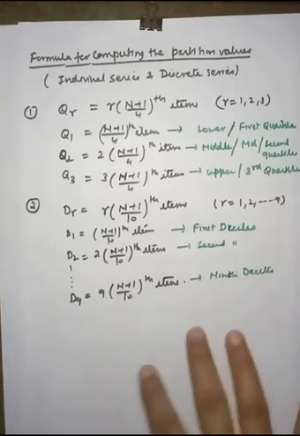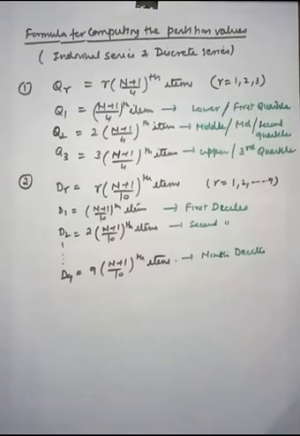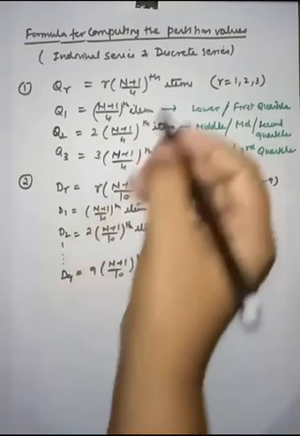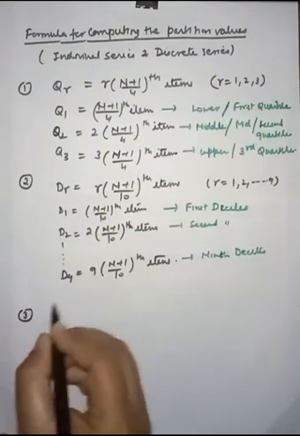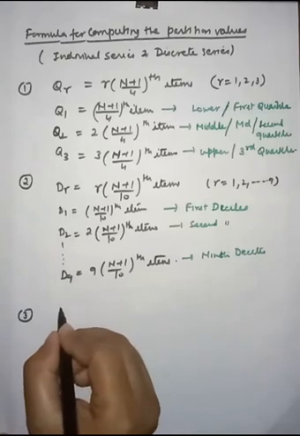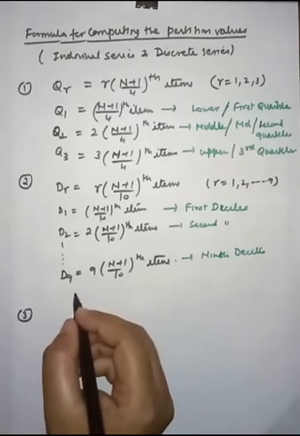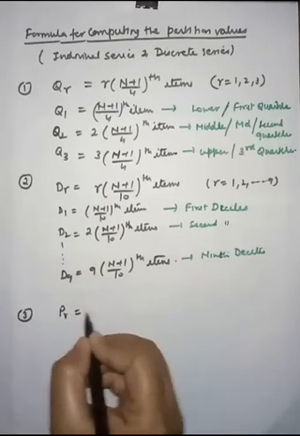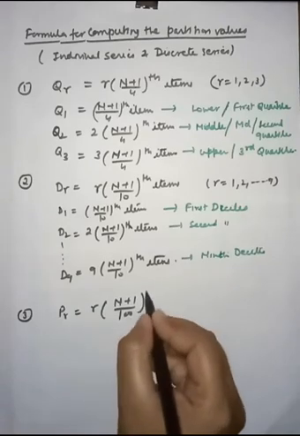This is called the ninth decile. Next comes the percentile. This one is shown by the general formula. The rth percentile is defined by P_r equal to r times (n plus 1) by 100 item.